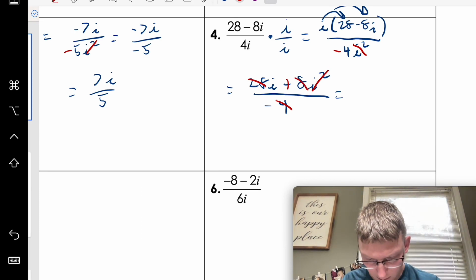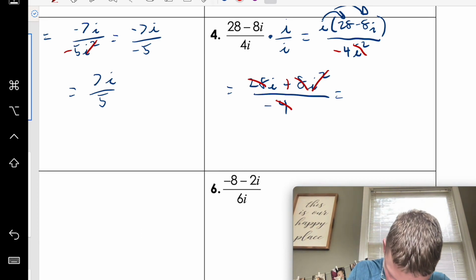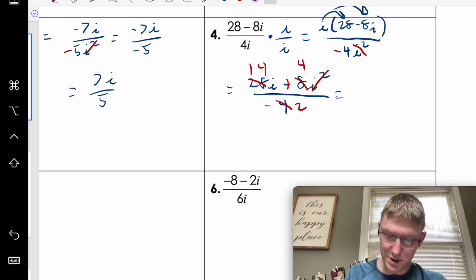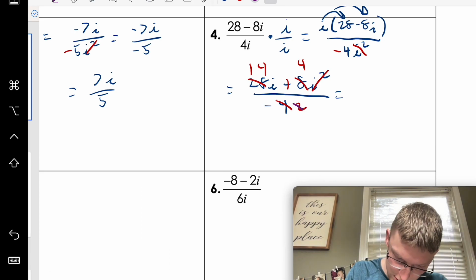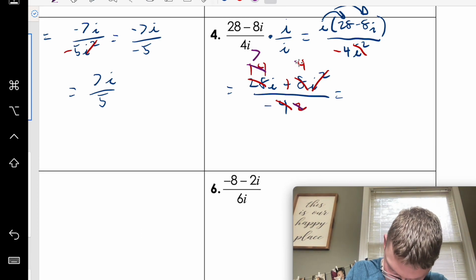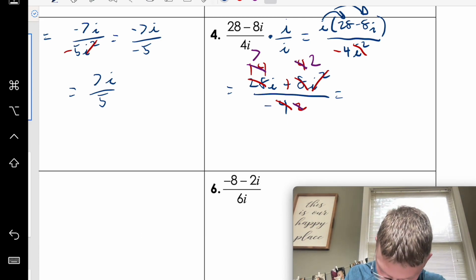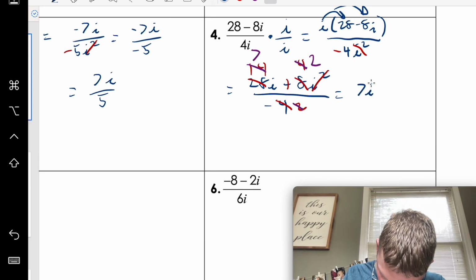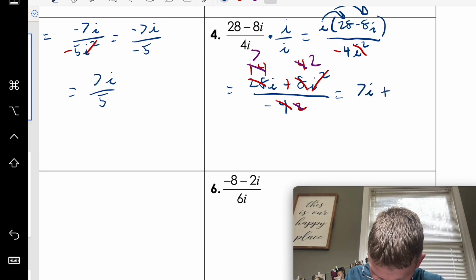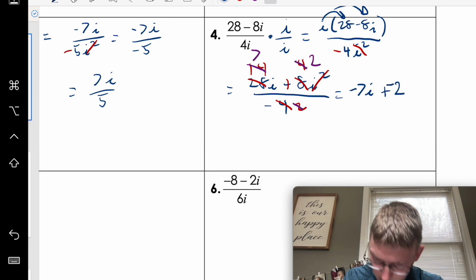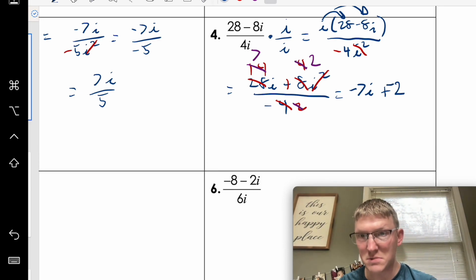So if I pull, I don't know, a 2, so that's going to be 14, 4, and then 2. I can pull another 2 out. Told you 2 is my favorite number. 7, 2. So now what we have left over is 7i plus 2 over negative 1. So I'm just going to distribute that negative to both of my numbers up here. And that is basically my answer.